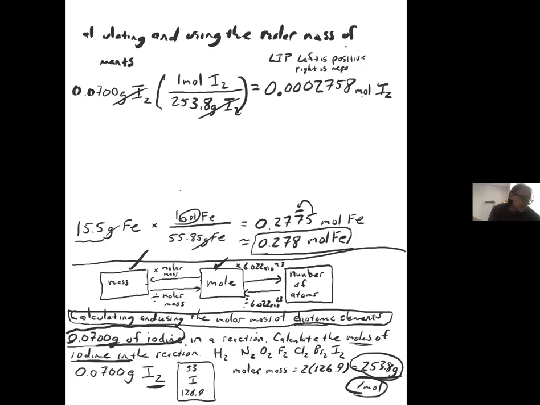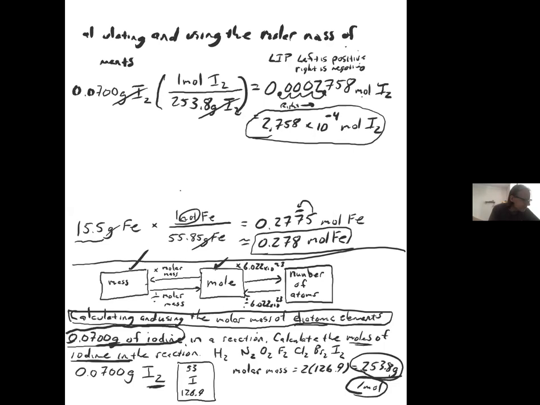In scientific notation, you want the number to be between 1 and 10. So you move the decimal place 1, 2, 3, 4 places. We're going to the right, so it's going to be negative. You move it to where the decimal is between 1 and 9. There's a 2, so that's between 1 and 9. So 2.758, and I moved it 4 places to the right, so it's -4. That would be moles of iodine. So LIP, left is positive, right is negative, and that would be your answer, the number of moles.